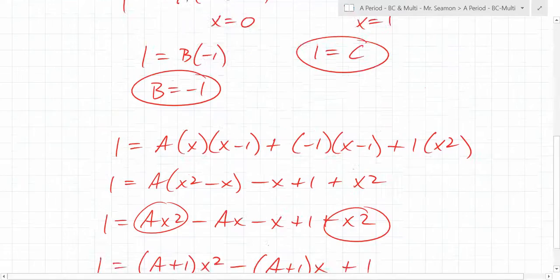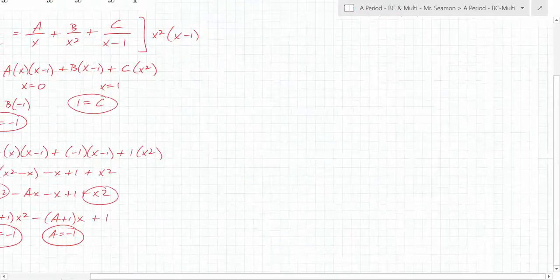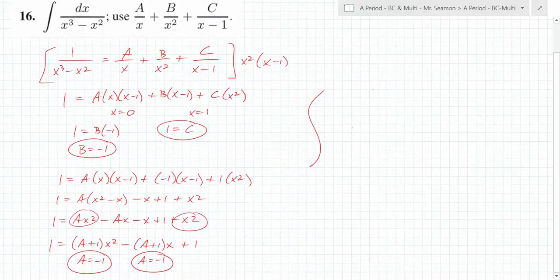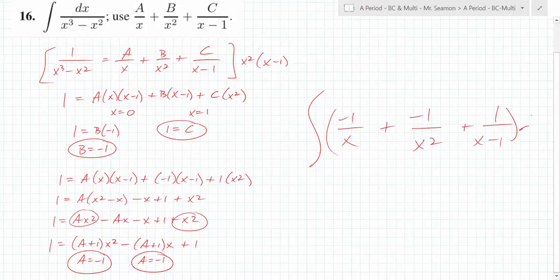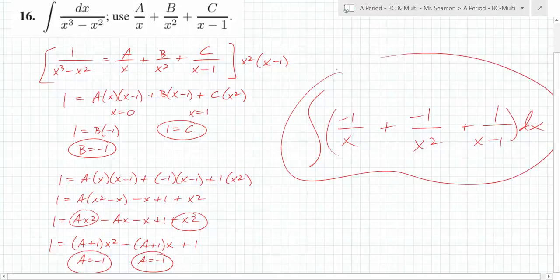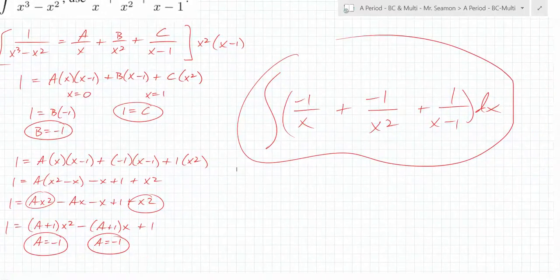Did this end up working? Sure. We're not done yet, though. What would we need to do next? We're trying now. What are we integrating? A is negative 1 over x plus negative 1 over x squared plus 1 over x minus 1 dx. Are you guys okay with integrating that? Yeah. Cool. The setup is what you need to focus on.